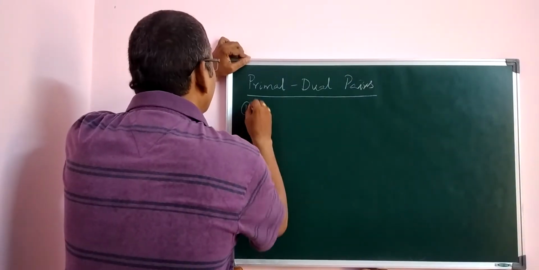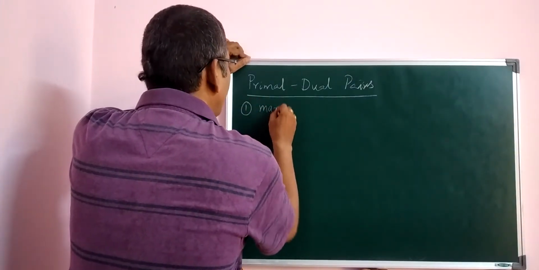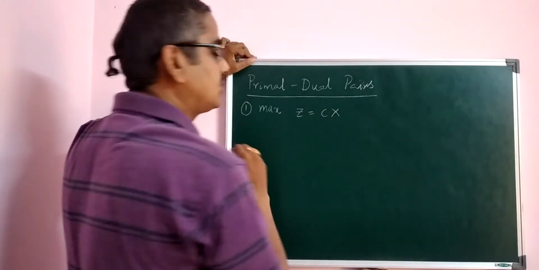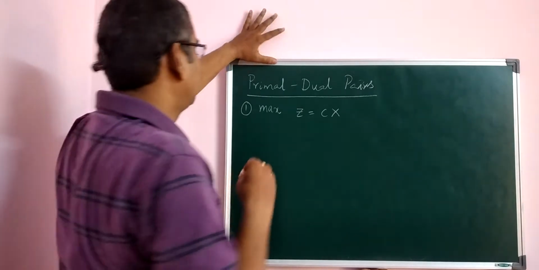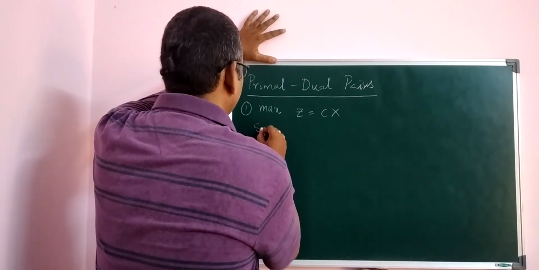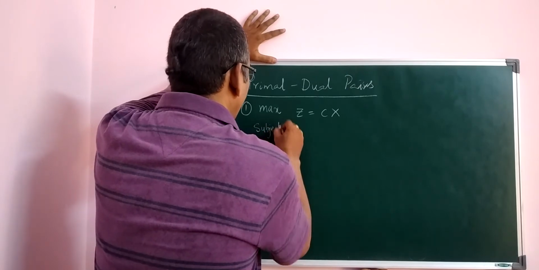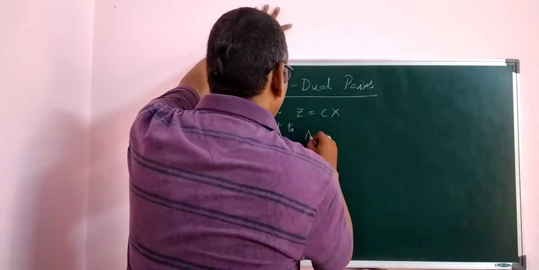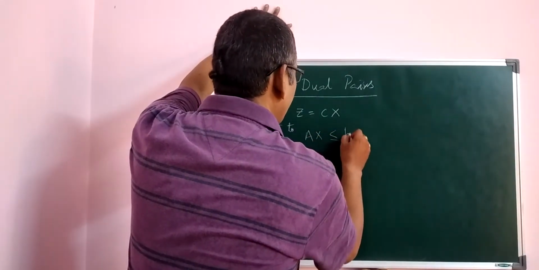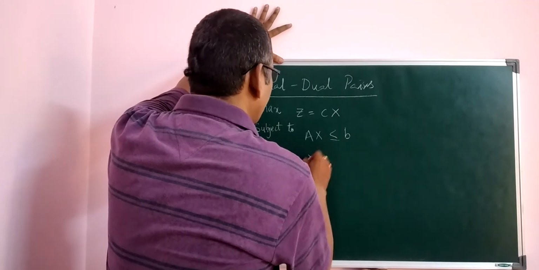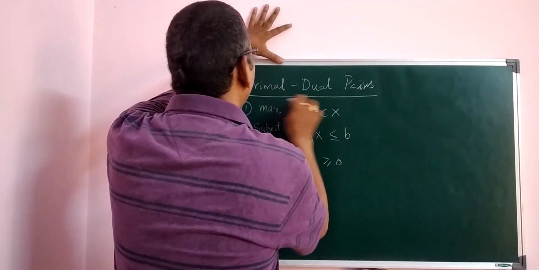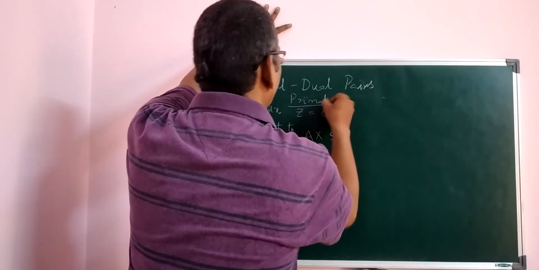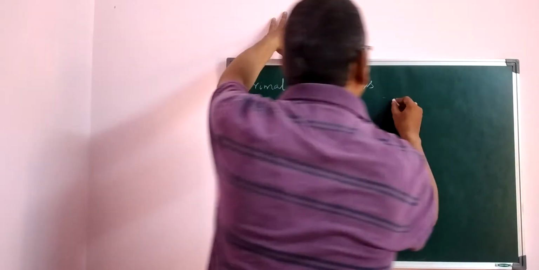I explained some of the pairs. First, I consider the usual problem of maximization. For example, maximize z = cx, written in matrix notation, subject to the constraints Ax less than or equal to b and x greater than or equal to 0. This is the primal. What is the dual of this particular primal?